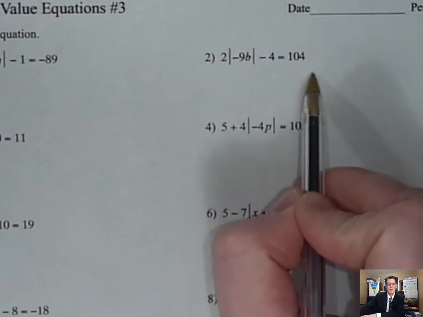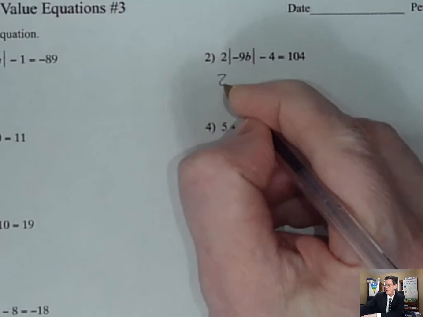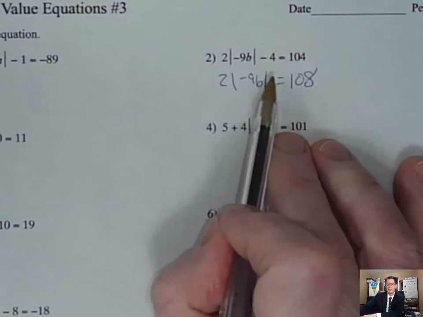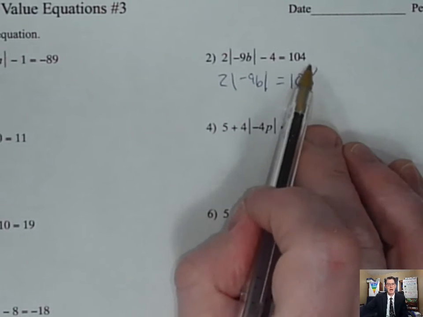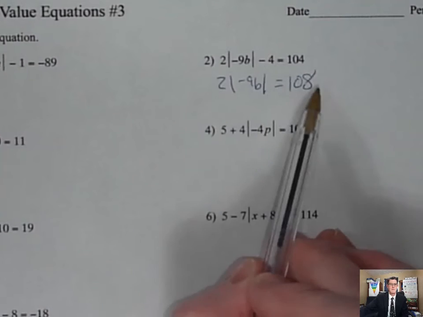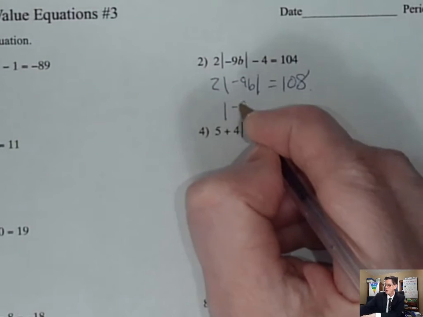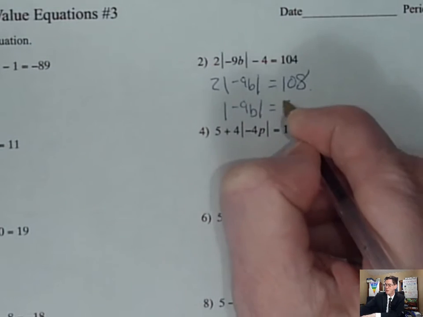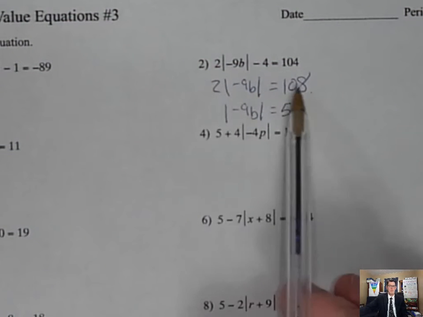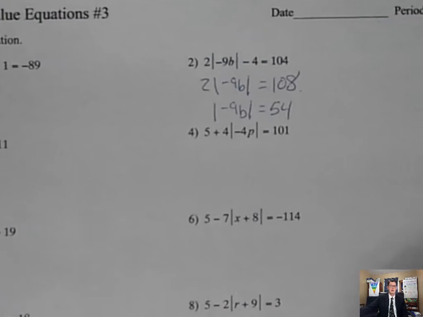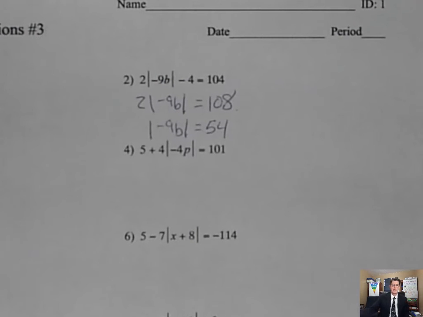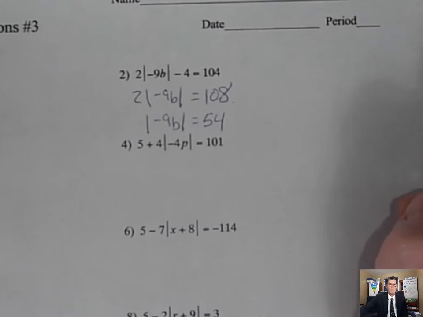If we add 4 to both sides, you end up with the absolute value of negative 9b being 108, times 2. We always say to write every step, and so you can write every step. I'm just saving a little bit of time. When you divide both sides by 2, you end up with the absolute value of negative 9b is 54. Again, you can write the divide by 2. Use your calculator as you need, please. I'm just wanting to see if I can get this video to be under 10 minutes.